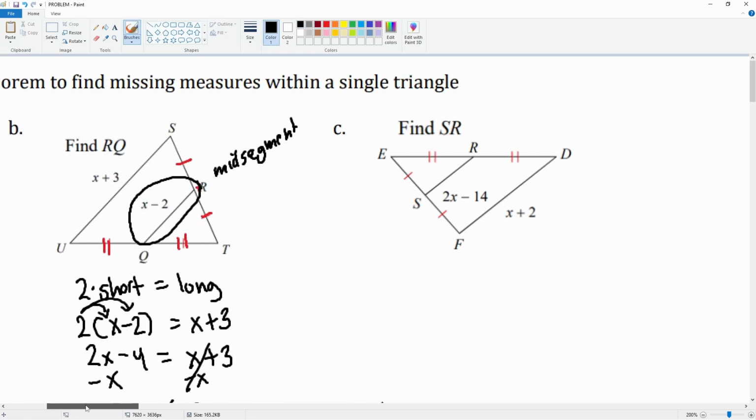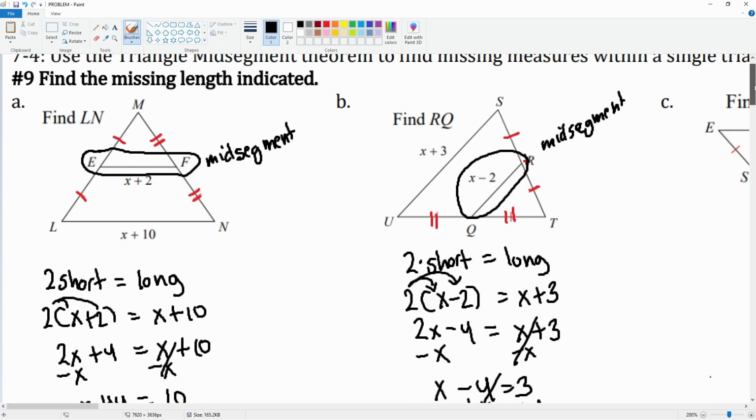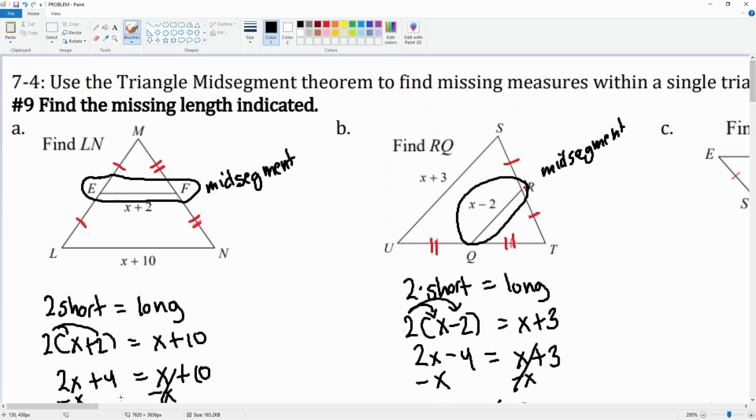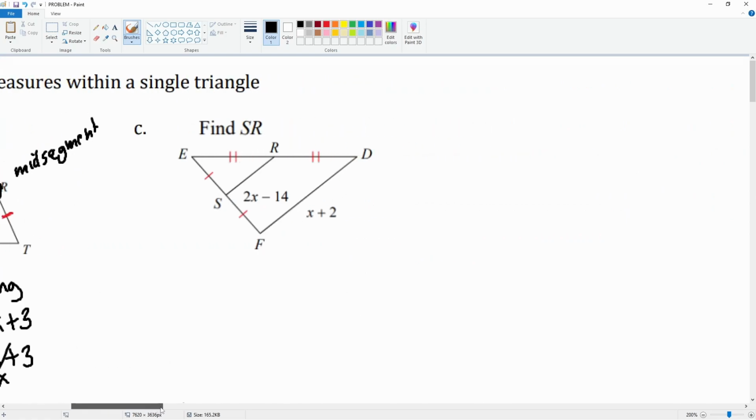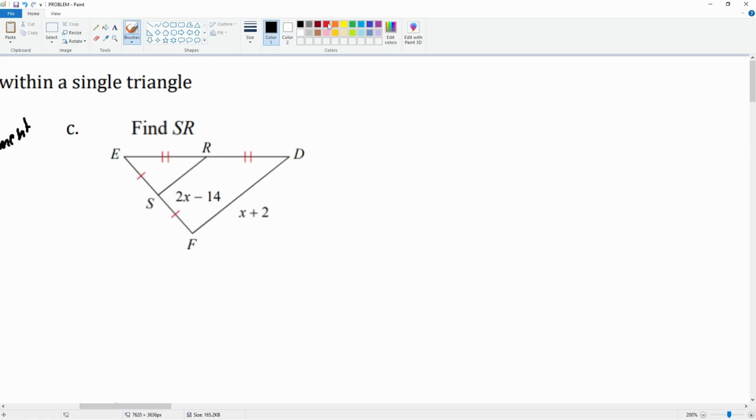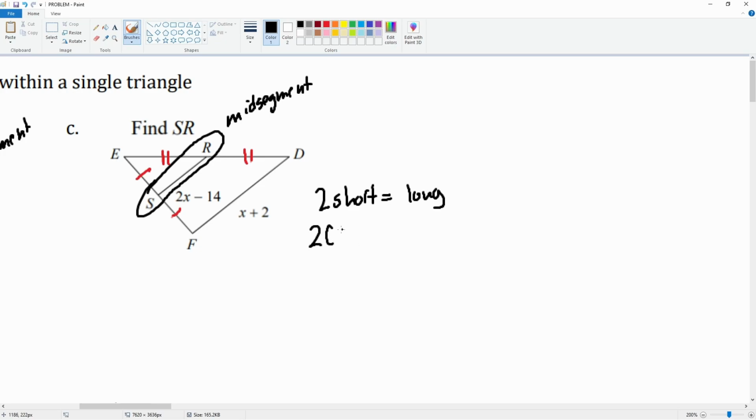Oh, I forgot. So let's go back. Let's solve for all x first, then we'll go back to find the lengths, okay? All right. So here, the left side is cut into 2 congruent pieces. The right side is also cut into 2 congruent pieces. So this here is considered to be the mid segment, okay? This allows you to set up 2 times the short piece is equal to the long piece. So 2 times 2x minus 14 is equal to the long piece of x plus 2.